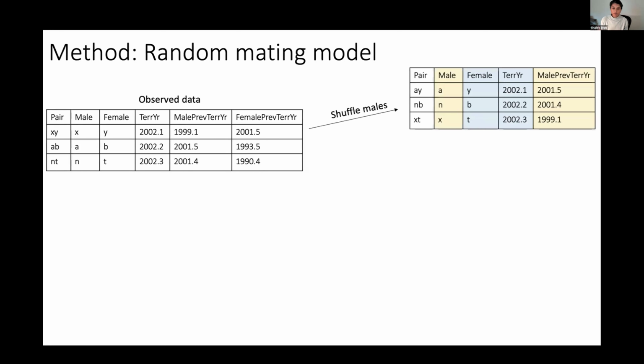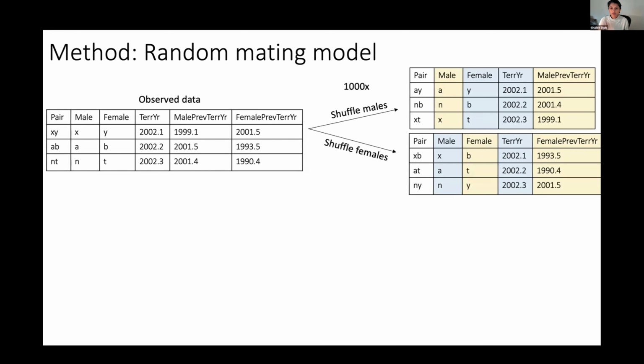So what I do in my random mating model is I take this data and first I shuffle all the males around. Here the two colors represent the columns that go together in this simulation. You can see that the males have been switched around, and so their associated previous territories have been switched around. But the females have remained stationary and remain associated with the territory that they were associated with. Then I similarly do the same thing for females and keep the males stable and stationary and associated with their territory. Then I do this about 1,000 times to generate a simulation of random mating in this population for every year that we have data for.